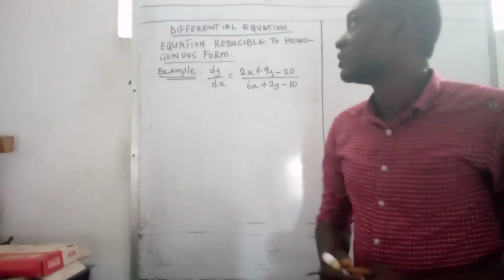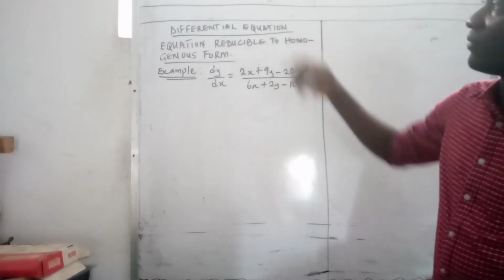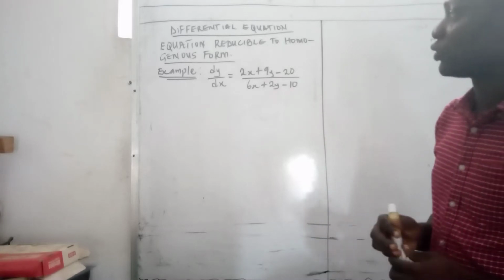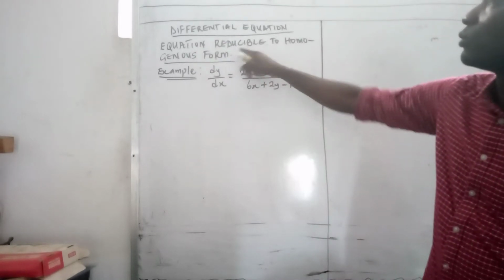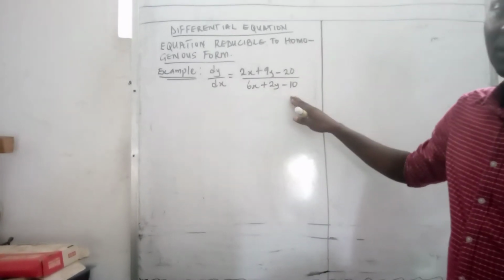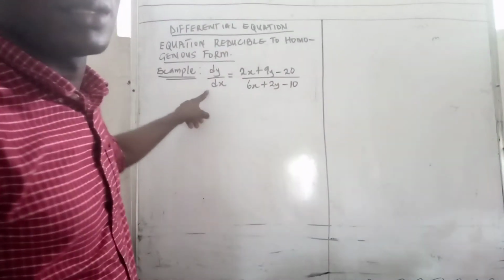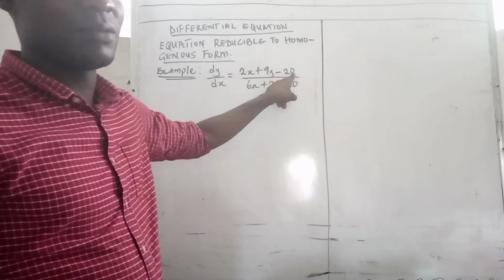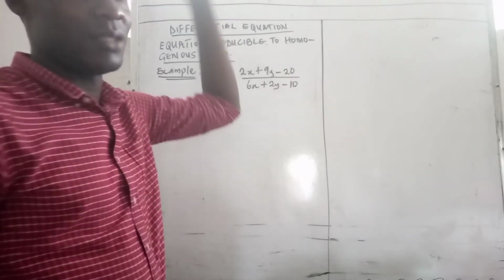Alright everyone, in this video today we are going to be looking at differential equations, and the form of differential equation we are going to be looking at is equations reducible to homogeneous form. So we are going to do that using this as an example. We have dy/dx equals (2x plus 9y minus 20) all over (6x plus 2y minus 10).